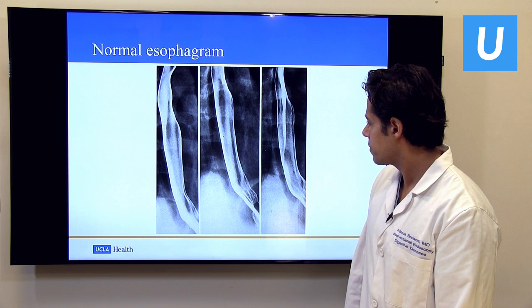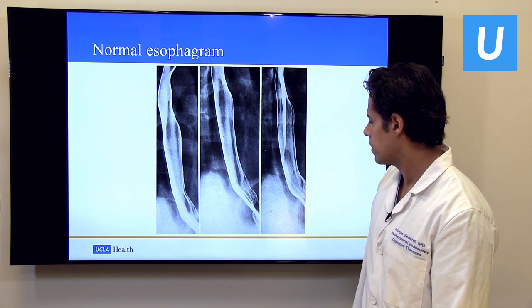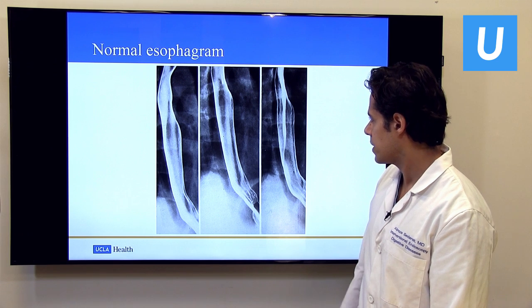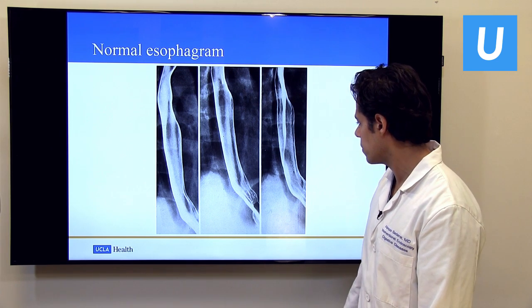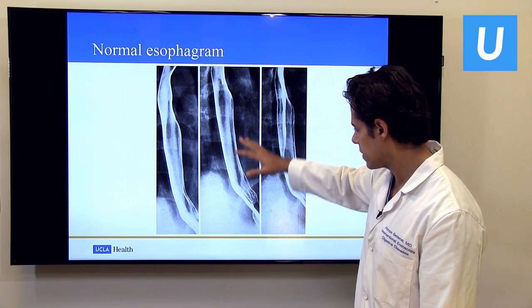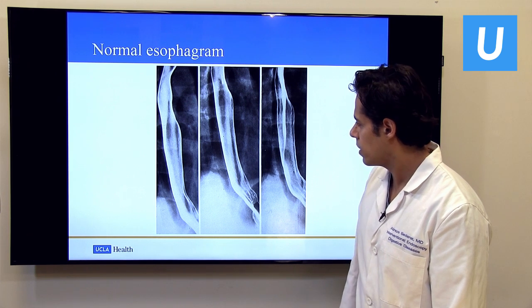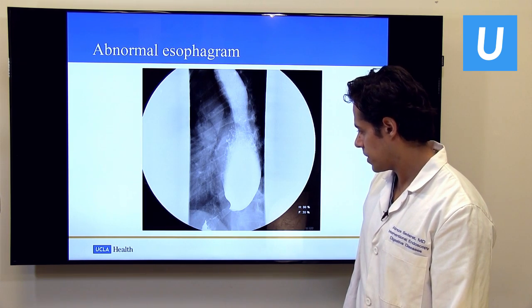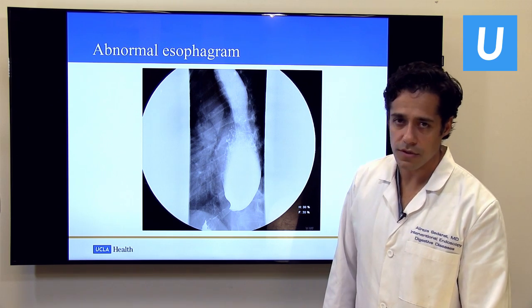This is a normal esophagram. The patient swallowed a column of dye, often barium or other types of dye, and x-rays are taken. And it's a straight tube relatively all the way down, and contrast passes easily into the stomach. This is normal. An abnormal esophagus, this is a patient of mine that has achalasia. It's pretty typical of achalasia.